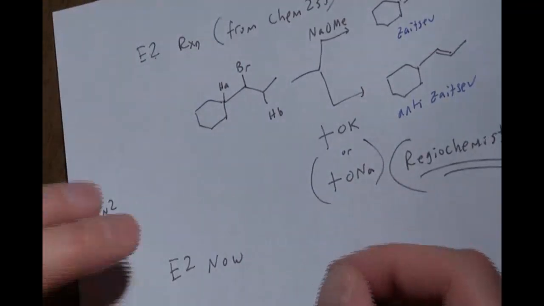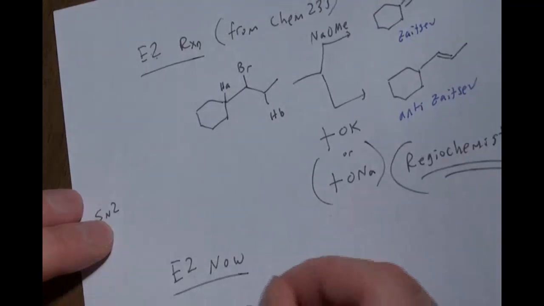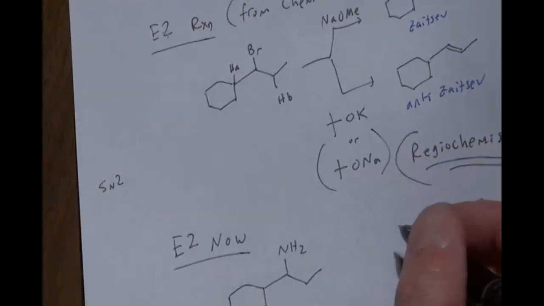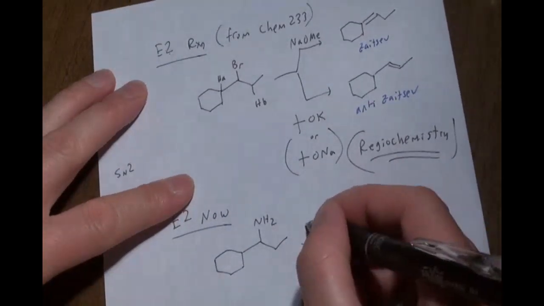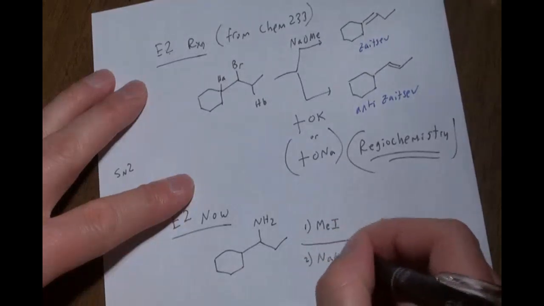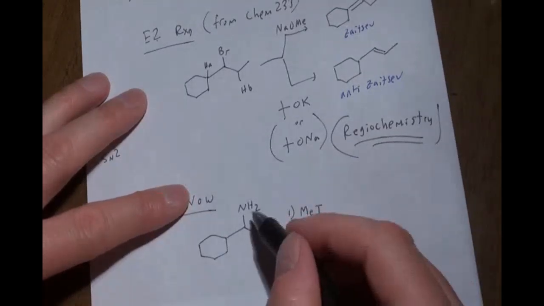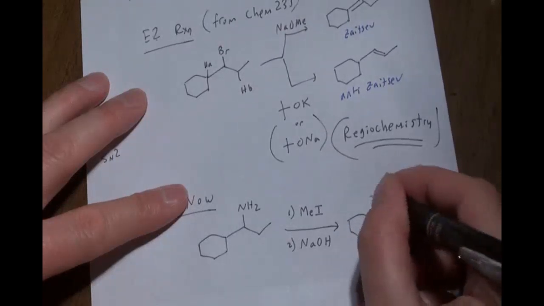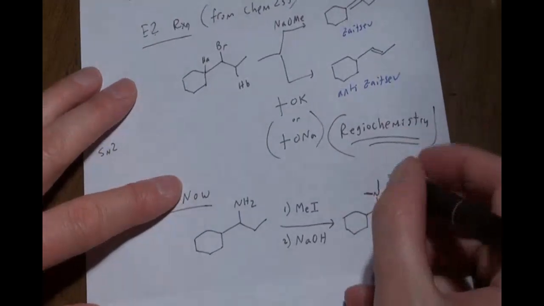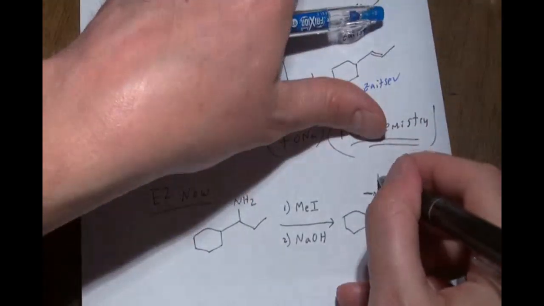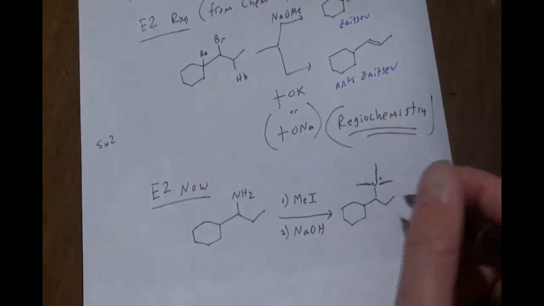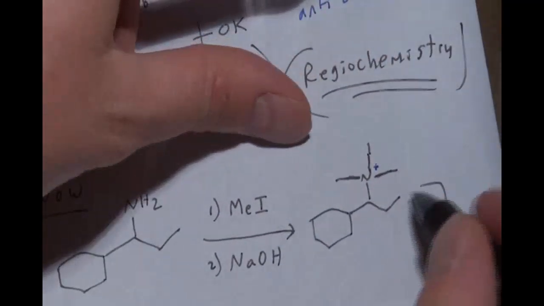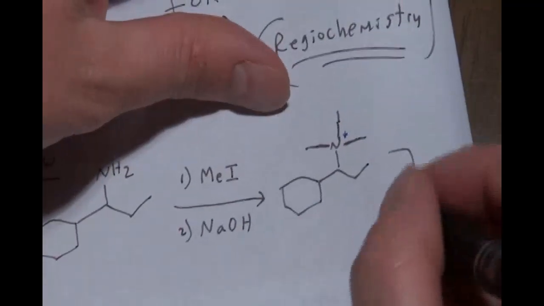All right, so what we're seeing now in this Hofmann elimination is that if we take a primary amine and we treat it with methyl iodide, or iodomethane, and then NaOH, what happens, as we just learned, is that it'll methylate exhaustively and then do an anti-Zaitsev elimination. So there's a plus charge on the nitrogen. Maybe you can see it. And where would it eliminate? It would eliminate on the right side to make an anti-Zaitsev alkene product.